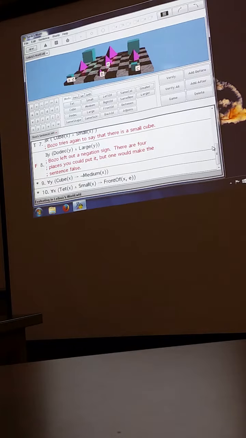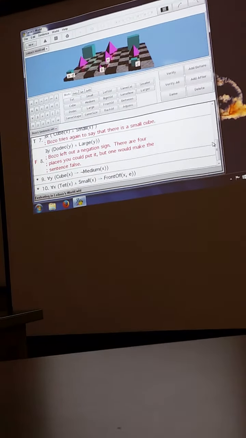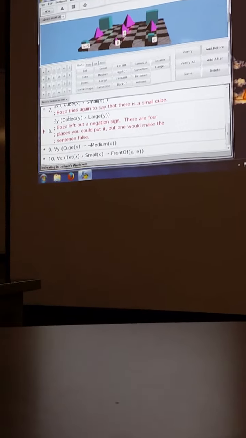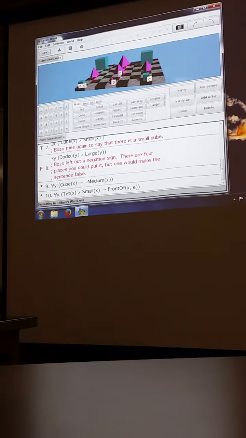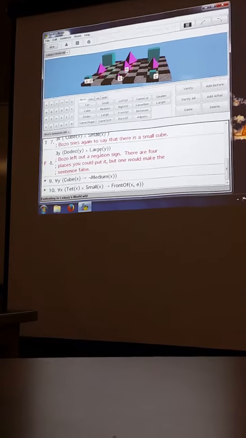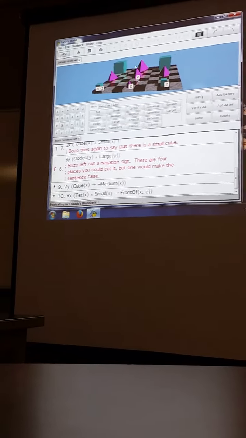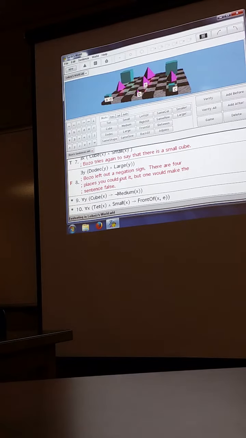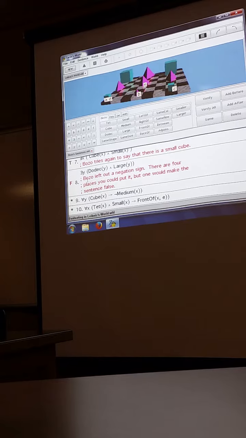It's actually correct in terms of its syntax, but we got to figure out what it says. Something. And so is there some dodic that's large? No, that's why this is false, right? It says there's 4 places you can put it. Give me the 4 places. We'll start off. Give me one of them.